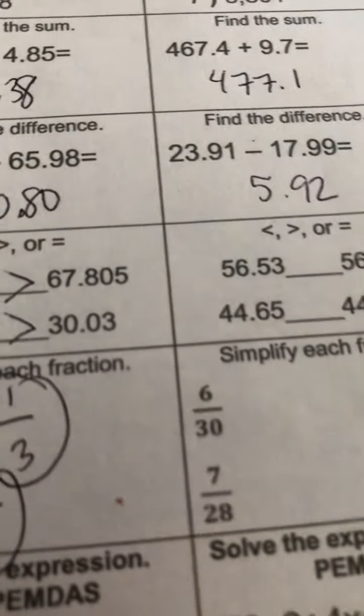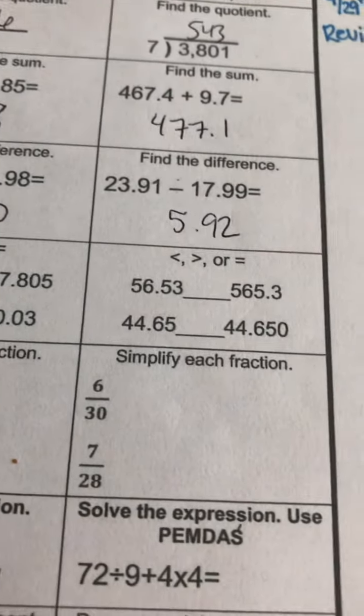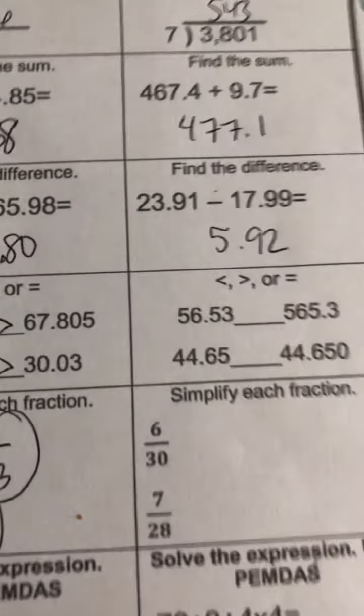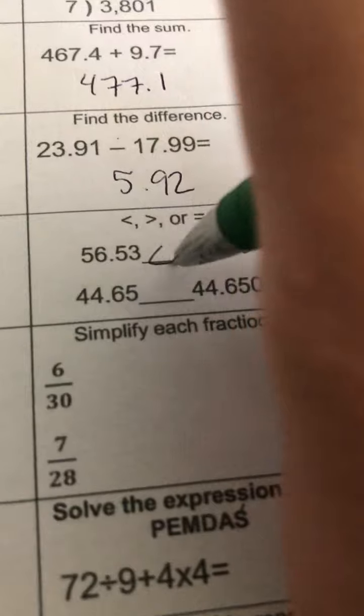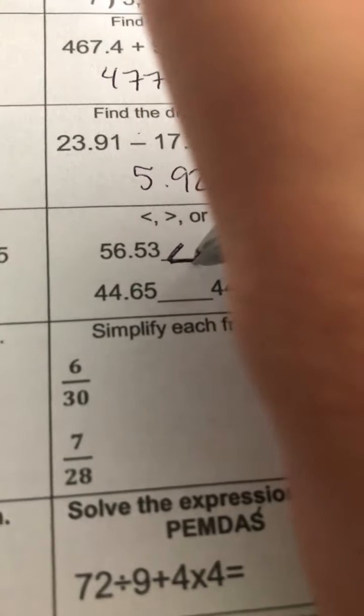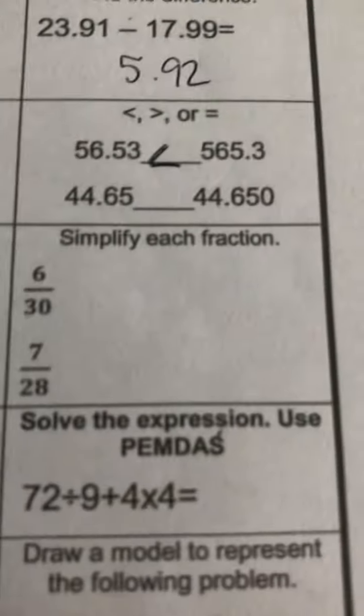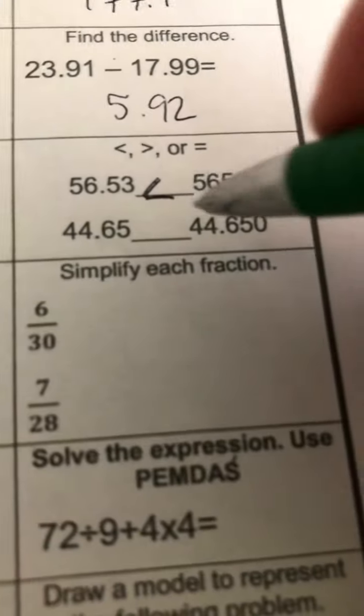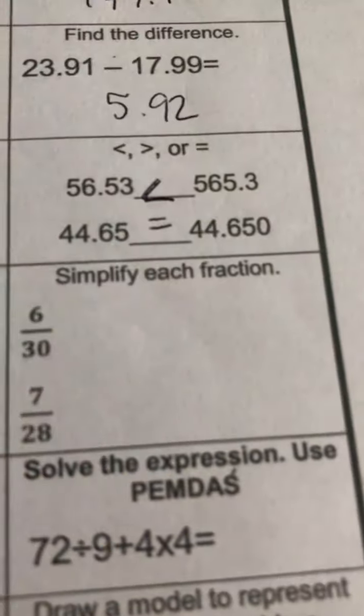All right, use less than, greater than, or equal to. 56 and 53 hundredths is less than 565 and 3/10. 44 and 65 hundredths is equal to 44 and 650 thousandths.